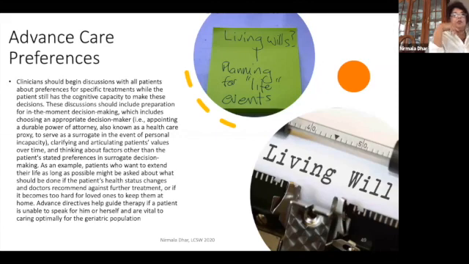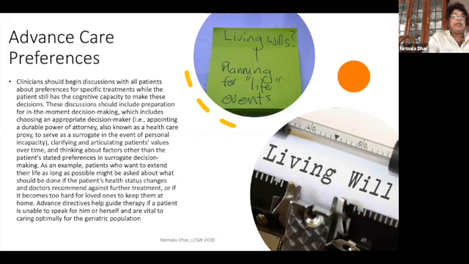These discussions should include preparation for in-the-moment decision-making, which includes choosing an appropriate decision-maker or surrogate, a person for durable power of attorney or healthcare representative, or a proxy. Clarifying and articulating their values over time and thinking about factors other than the patient's stated preference. As an example, a patient who wants to extend their life as long as possible might be asked what should be done if the patient's health status changes and doctors recommend against future treatment, or if it becomes too hard for loved ones to keep them at home.